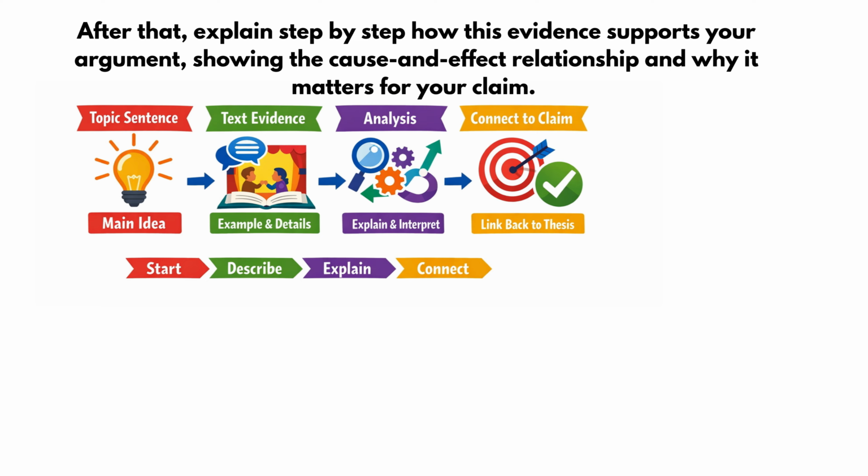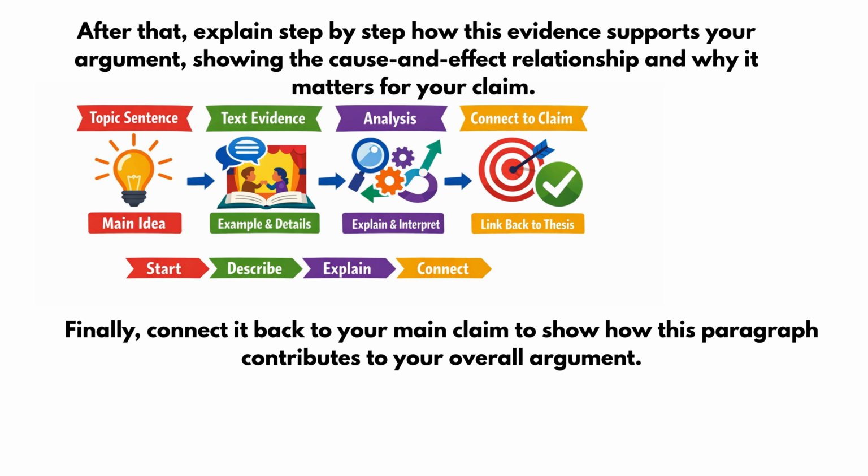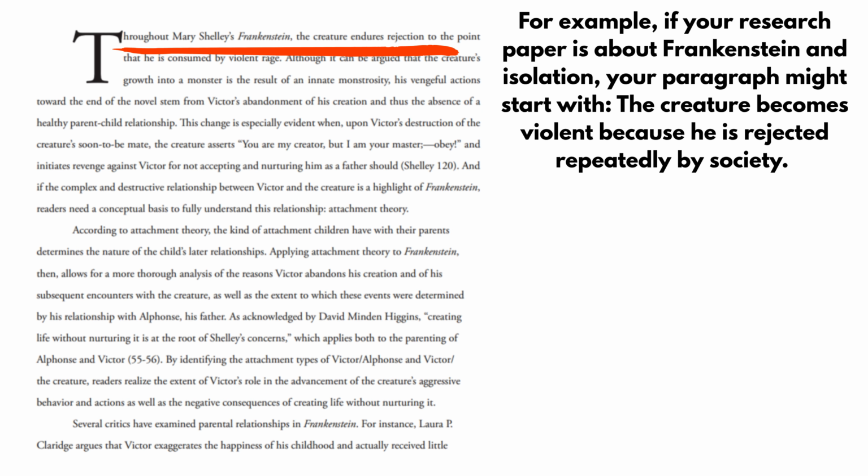After that, explain step by step how this evidence supports your argument, showing the cause and effect relationship and why it matters for your claim. Finally, connect it back to your main claim to show how this paragraph contributes to your overall argument. For example, if your research paper is about Frankenstein and isolation, your paragraph might start with, the creature becomes violent because he is rejected repeatedly by society.